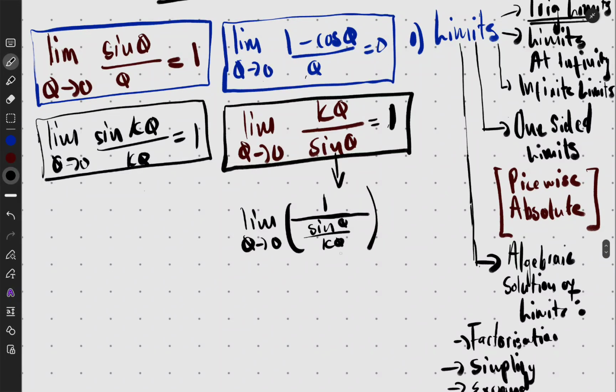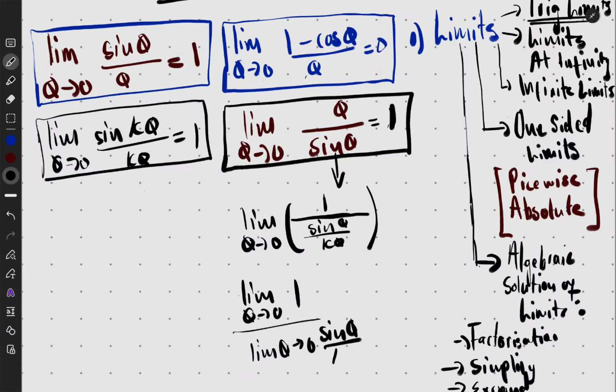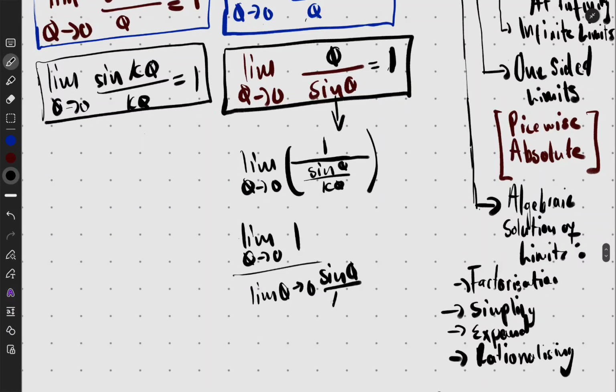And this now just becomes the limit as theta goes to 0 of 1 divided by the limit as theta goes to 0 of sine theta over theta. Let's not make it a k theta, we can just make it a theta. Now this becomes the limit of 1, which is 1, divided by this limit here. We know that it's 1, which just gives us an answer of 1. So if we flip it, we still get 1.